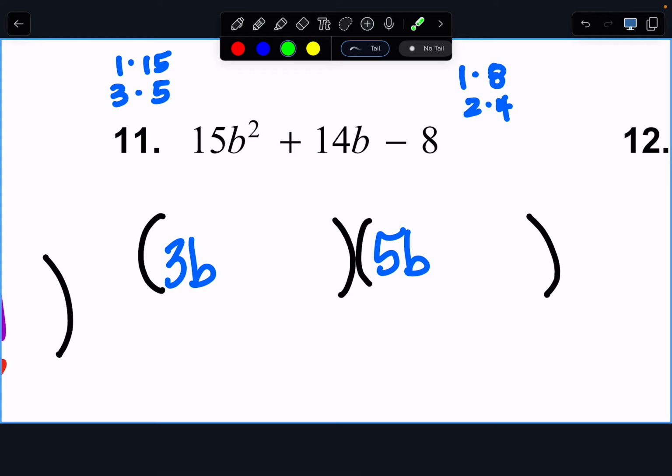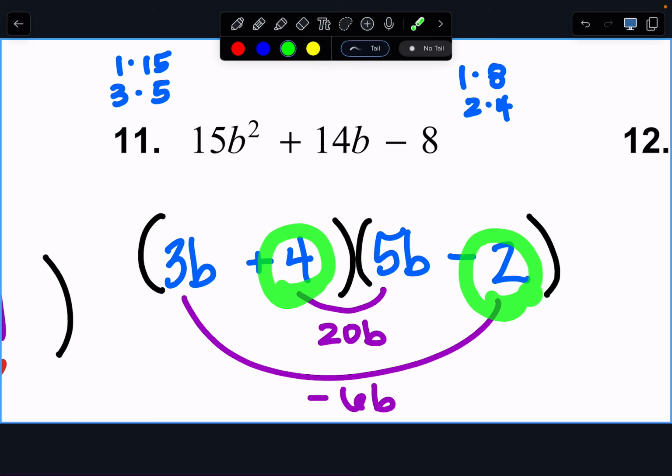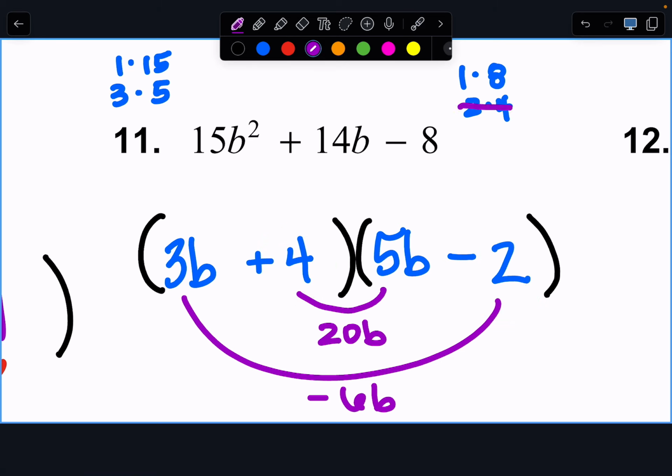What should I put with my 3b? Plus 4? Which means I need a -2 over here, so that we get 20b and -6b, and then those would add to 14b. Okay? Again, you're gonna need to be patient. Try 2 numbers. If they don't work, erase the constants. Like if I tried 2 and 4 here and they don't work, switch them and try it. If that doesn't work, all right, cross 2 and 4 off the list, move to 1 and 8.